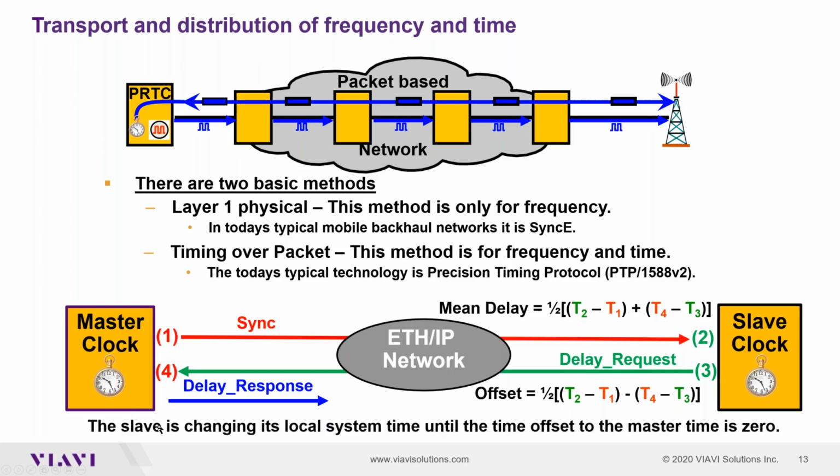So this is what a slave is doing: continuously exchanging these timestamps, continuously changing the system time until it says, yes, now my offset to the master time is 0. Then it assumes it is in sync with the master. But of course, if there is some asymmetry delay in the network, it's wrong. It has a time error. But this is the basic process of how it's working.